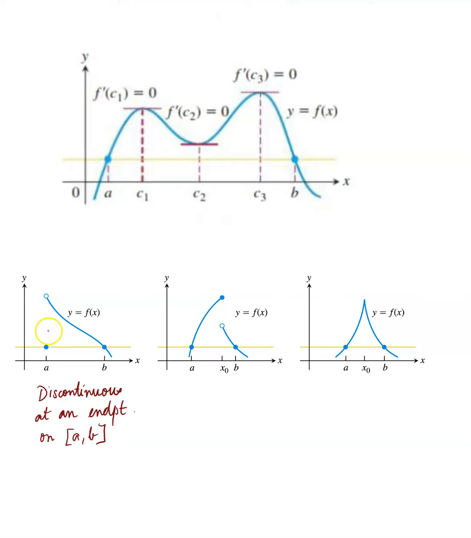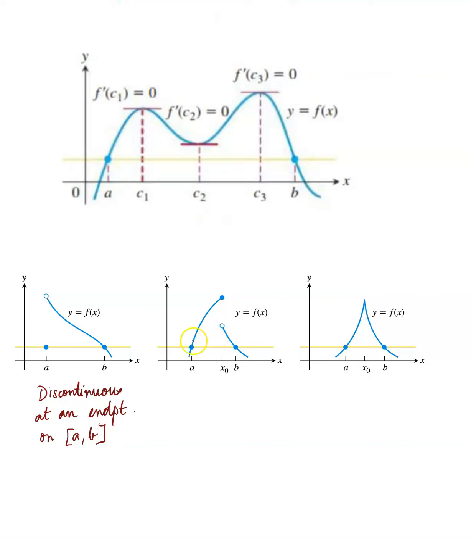Because on the left end, the A is discontinuous. So Rolle's theorem really does not hold true here. You cannot find a value in between A and B, in the interior of A and B, where f prime of that particular value is 0.